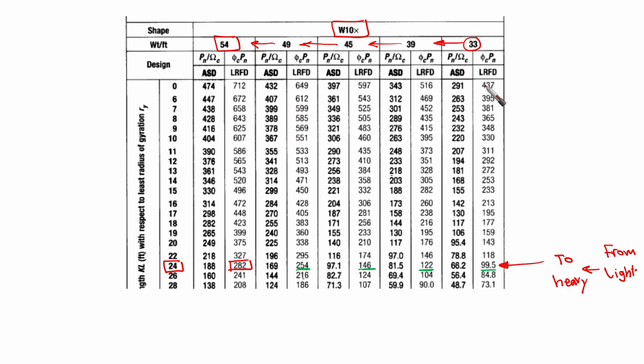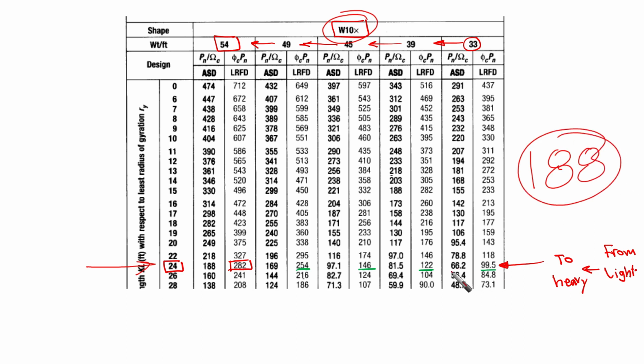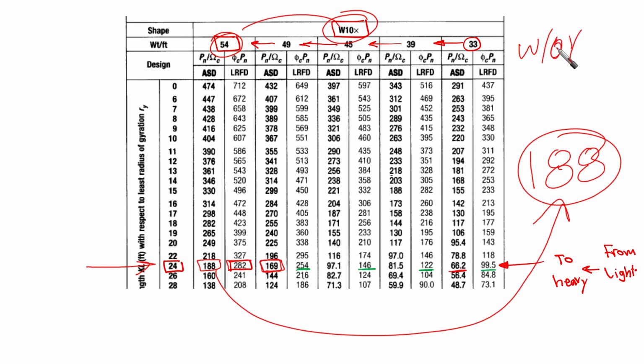Okay, now let's go to the next, which is W10. Go to 24 KL, going from the lightest, as we said. Remember, 188. So if you go along here until we reach ASD, it was 169. Here it is 188, exactly as we want. So this cross section is going to be our cross section. It is going to be W10 by 54, and it is going to provide exactly the same value, 188.